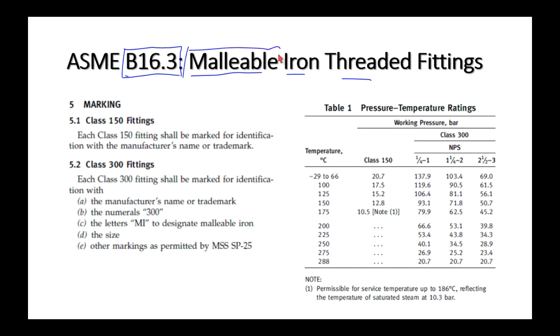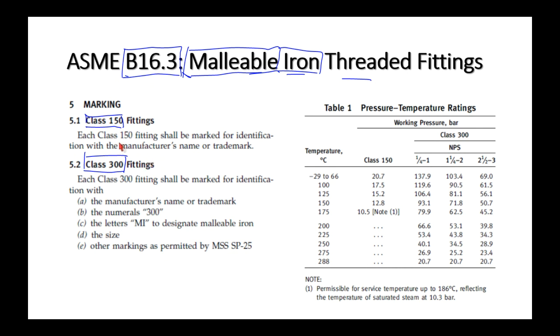Malleable iron, if you recall, is a form of cast iron. It's more ductile, more malleable than gray cast iron. And so this tells us a little bit about malleable iron threaded fittings. First of all, they come in two classes: class 150 and class 300. This is something that you're going to find when it comes to flanges as well. Flanges are class 150, class 300, and on and on.